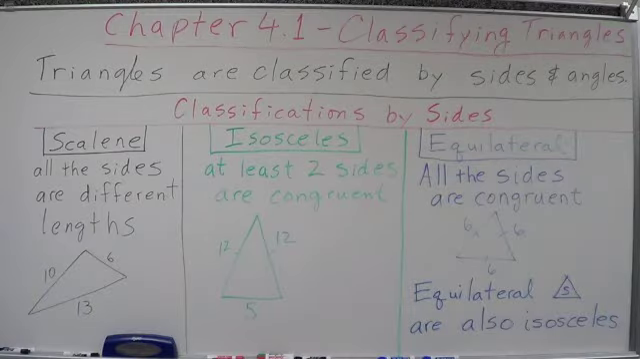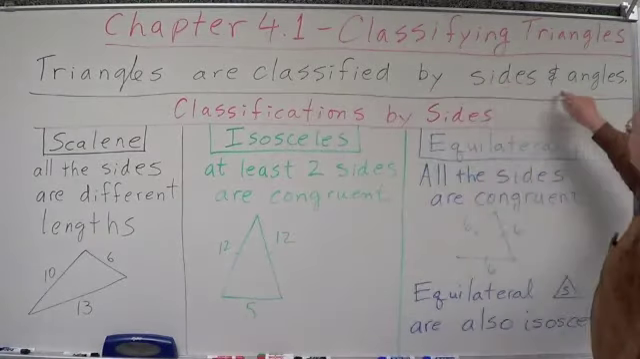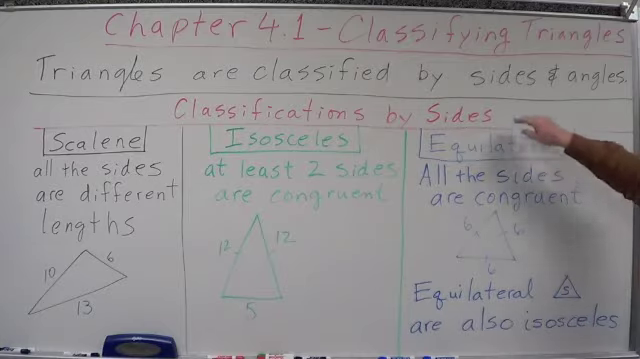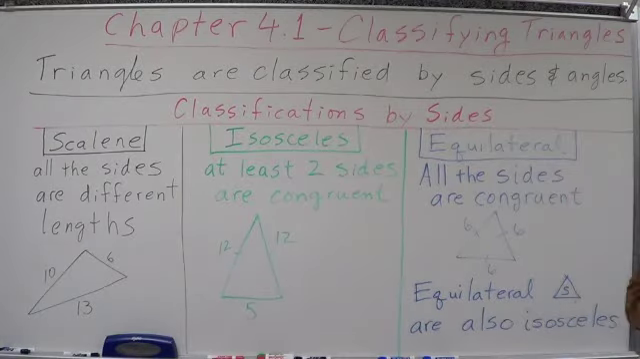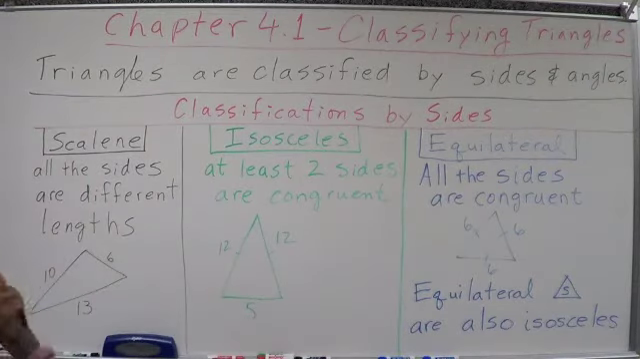First thing we need to know is how to classify triangles. And triangles can be classified by their sides and by their angles. So we're going to start by classifying by their sides. I think most of you know all this stuff. Something you took a long time ago, but let's review it.